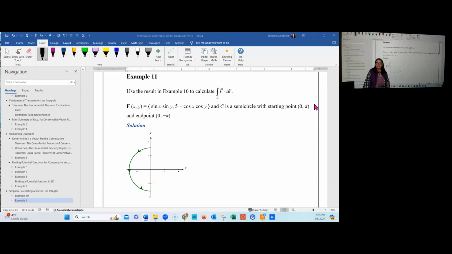Go ahead now and find the potential function and then evaluate using the potential function at the endpoints. Then turn the video back on and we'll look at this together.